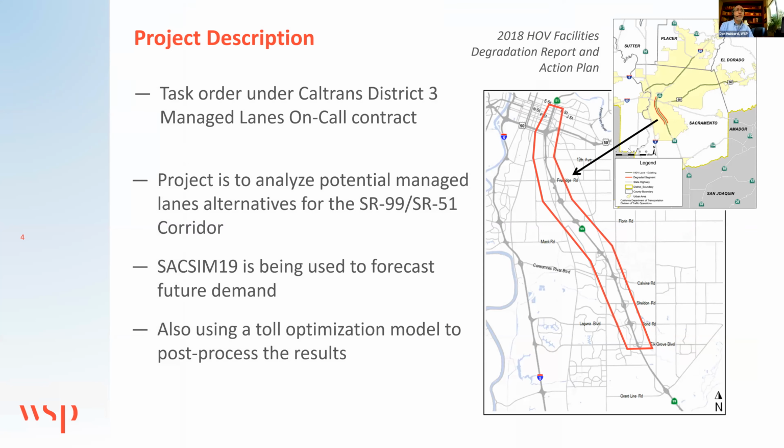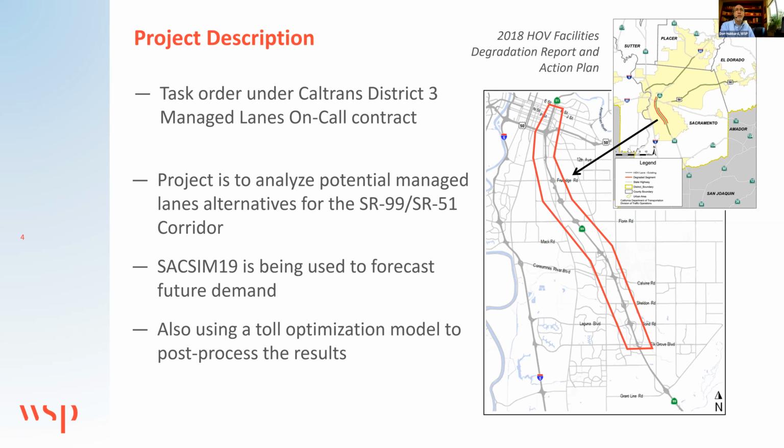Okay, so this study was done as a task order under our managed lanes contract with Caltrans District 3. The project was to analyze potential managed lanes alternatives for the SR99, SR51 corridor, which is shown on the right, from Elk Grove Boulevard to E Street. We used SACSIM 19 to forecast the future demand in the corridor. And then downstream of SACSIM, we also had a toll optimization model to post-process the results.